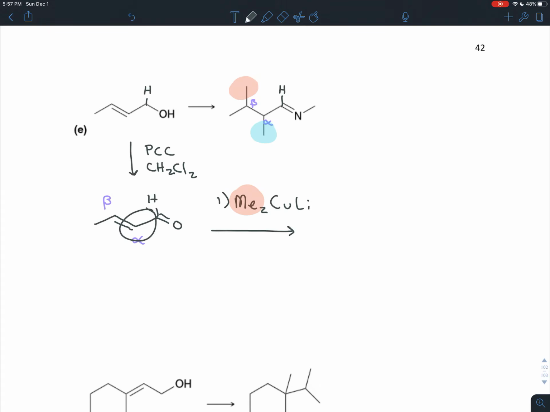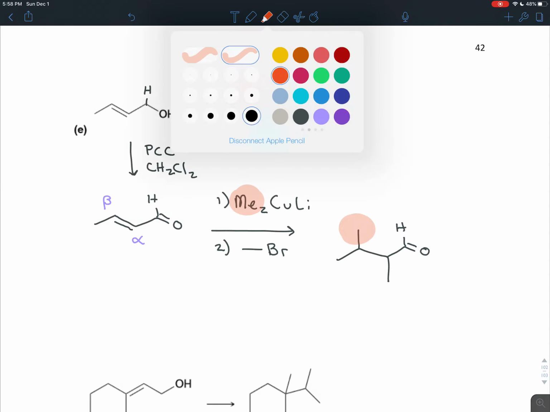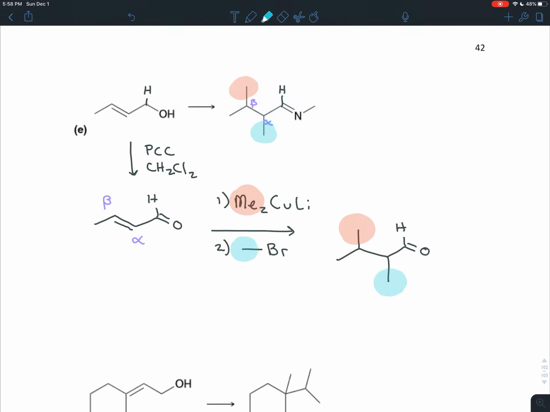That'll create an enolate, which allows the alpha carbon to act as a nucleophile, and you can do an SN2 reaction with an alkyl halide. So whatever alkyl group we want to add to the alpha carbon, we just turn that into an alkyl halide. We add a halogen leaving group on it so that it can participate in an SN2 reaction. That will leave us with our aldehyde and a methyl group on both the alpha and beta carbons. Now notice, the methyl group on the beta carbon came from the Gilman reagent, the methyl group on the alpha carbon came from the alkyl halide.